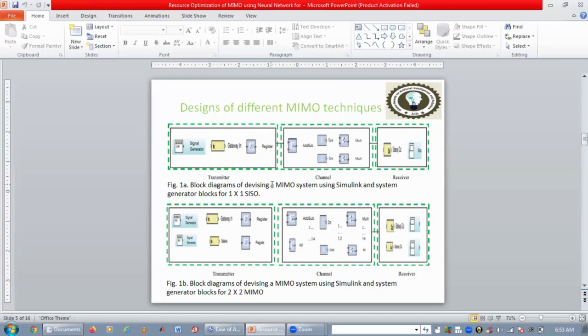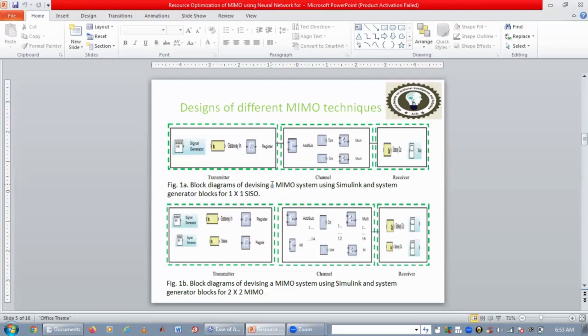The MIMO modules display how many times a block has been used to devise 1×1 SISO to 256×256 MIMO. The MIMO module has been classified into 3 categories: transmitter, channel, and receiver.